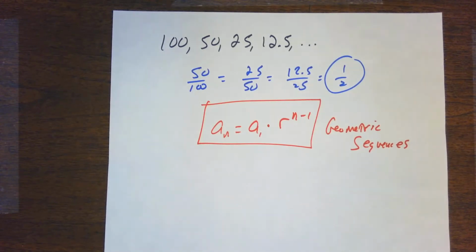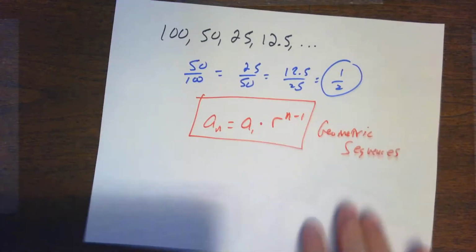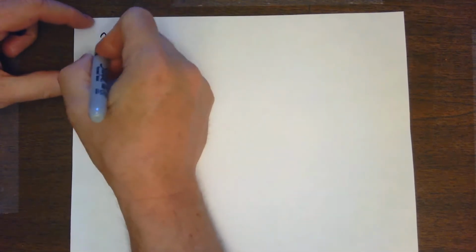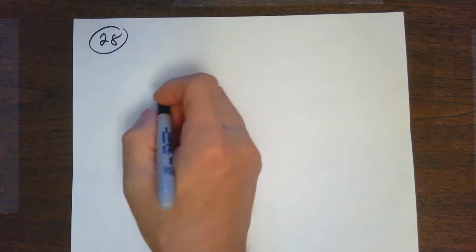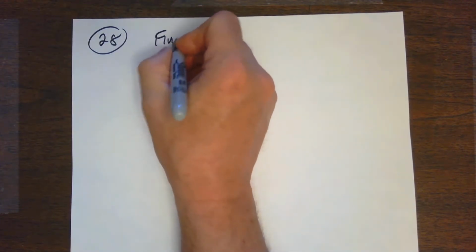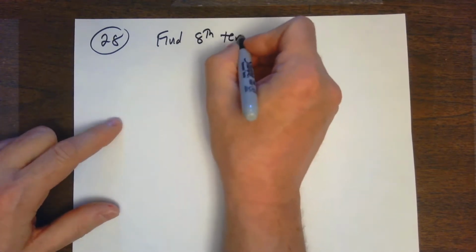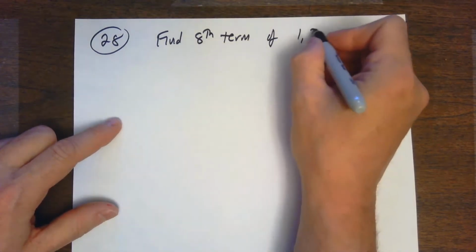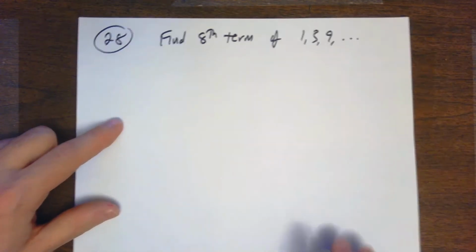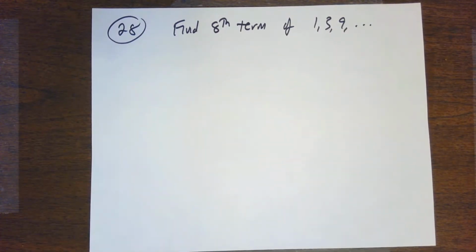All right, so let's take a look. So suppose I have, and I'm going to look in my exercise set here. I'm going to do a problem, so keep this formula in mind here. And let's take a look at problem number 28 in the exercise set. It says find the 8th term of 1, 3, 9, dot, dot, dot. We just saw this one. We know it's definitely geometric. I want to find the 8th term.